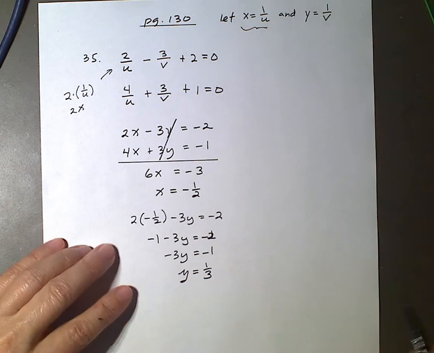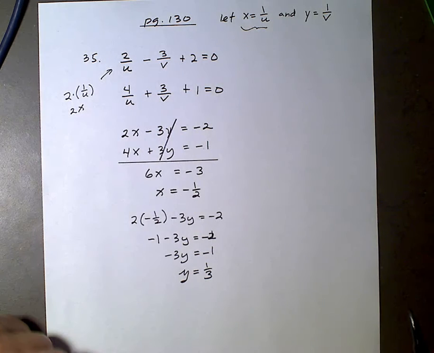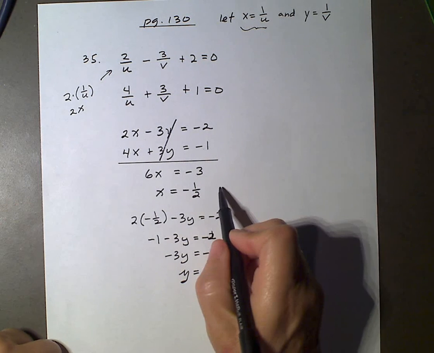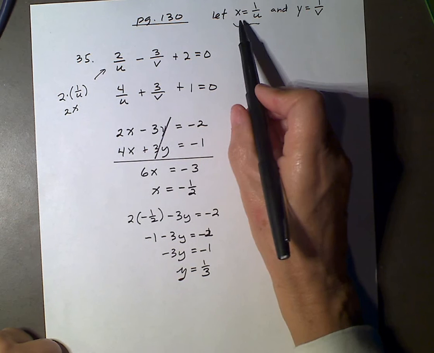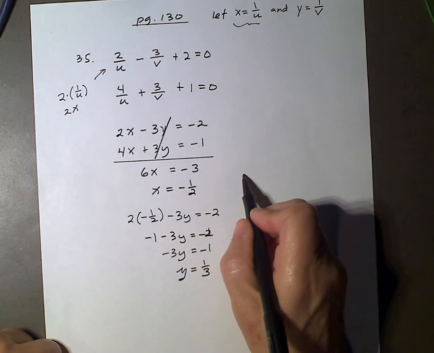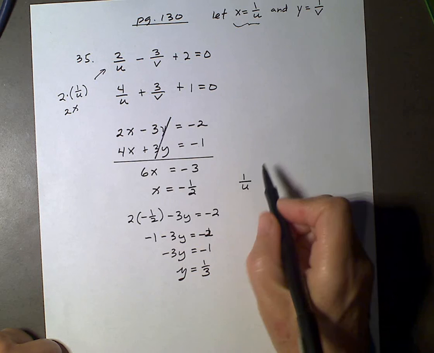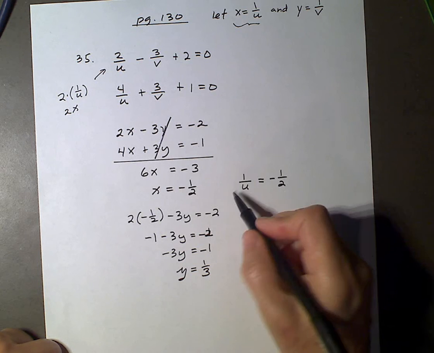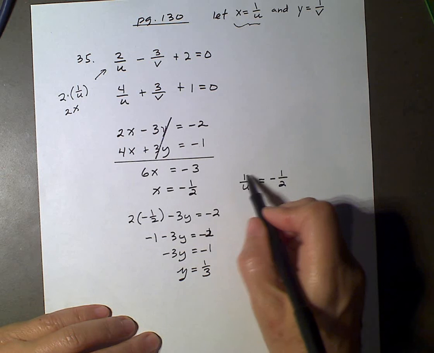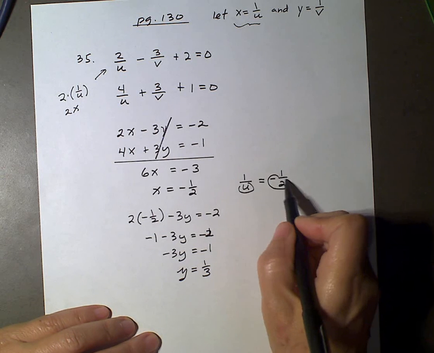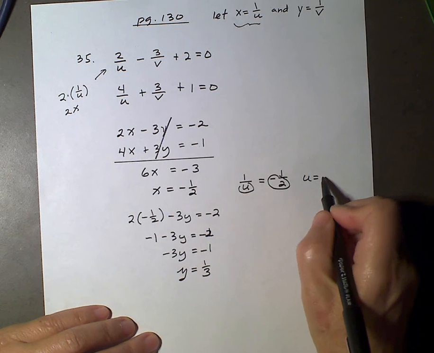Okay, but remember that this is not the ordered pair. I need to go back and find u and v. So as you recall, x is temporarily representing 1 over u. So if x equals negative 1/2, and I replace the x with the 1 over u, it means that 1 over u equals negative 1/2. And this is simple enough to solve because if the numerators are the same, 1, then u must be equal to negative 2 in that denominator.